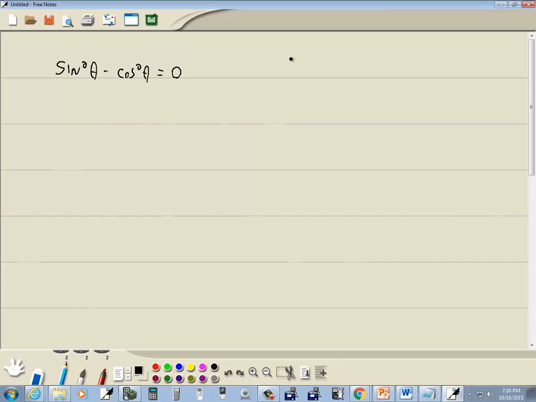Now, one technique is to try to get everything in terms of the same trig function. And remember from our Pythagorean identities, we got sine squared plus cosine squared is equal to 1. Well, I can bring the sine squared over to the right side, and we get cosine squared is equal to 1 minus sine squared. So we can come over to our original problem here, and we'll replace cosine squared with 1 minus sine squared.